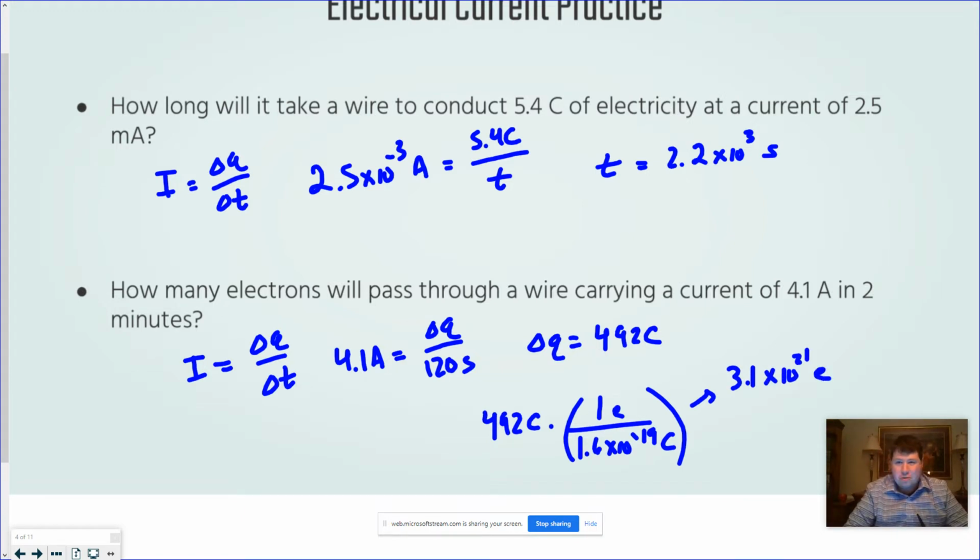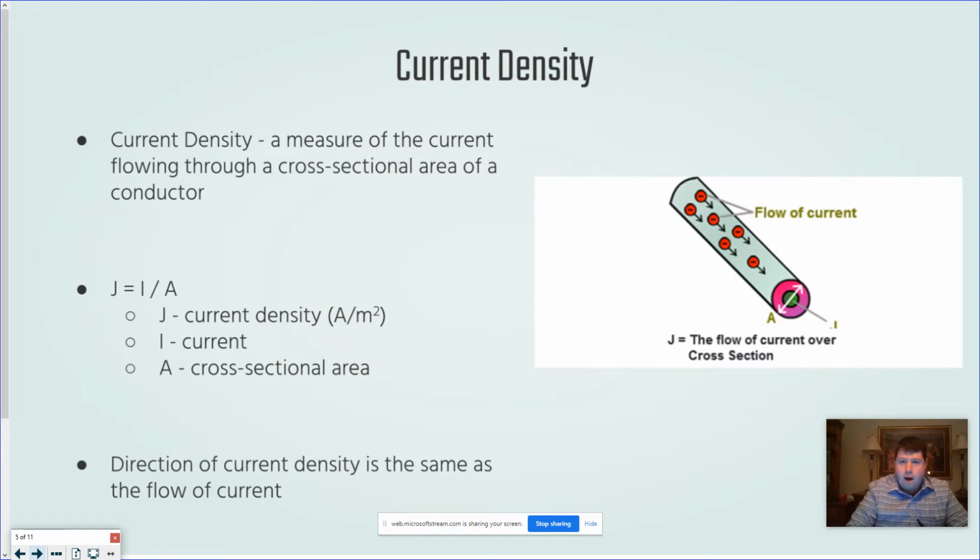So quite many electrons there. Now, we can think more about the microscopic level of what's happening in a wire through a few other terms. The first one's called current density. Current density is a measure of the current flowing through a cross-sectional area of a conductor.